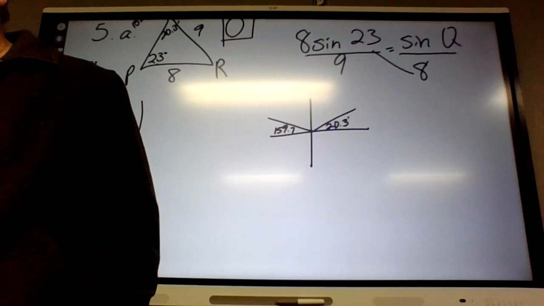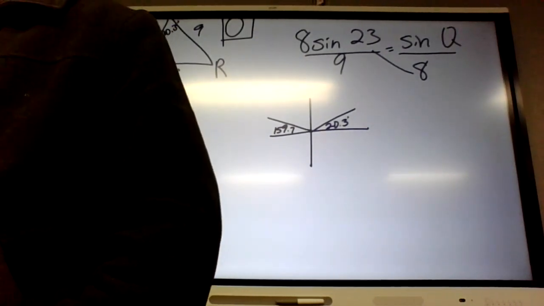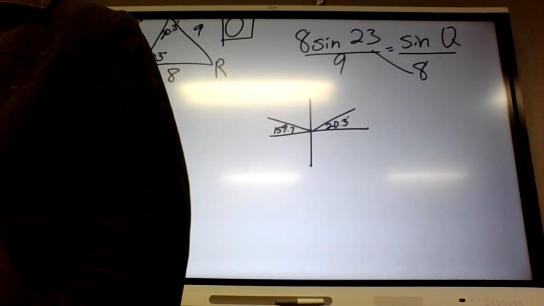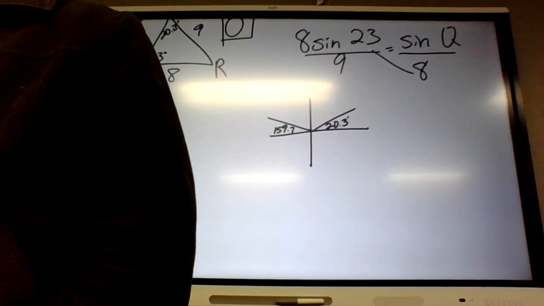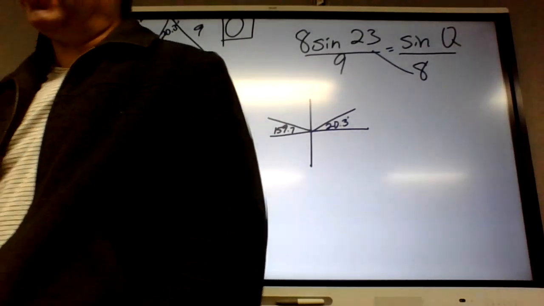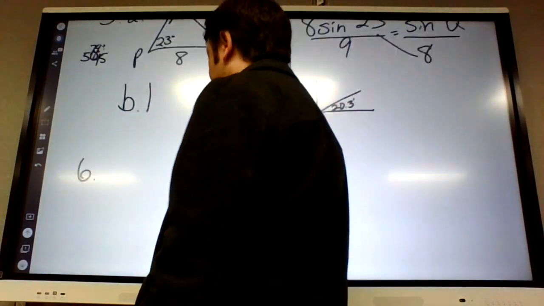I have no idea what we did. I wouldn't know anyway. How far is the plane from each observer? So we're trying to figure out the.